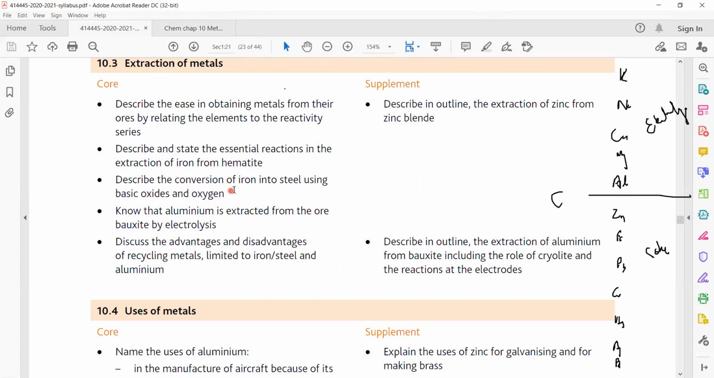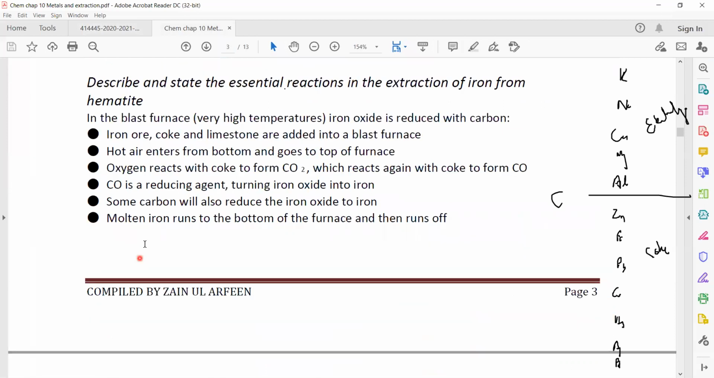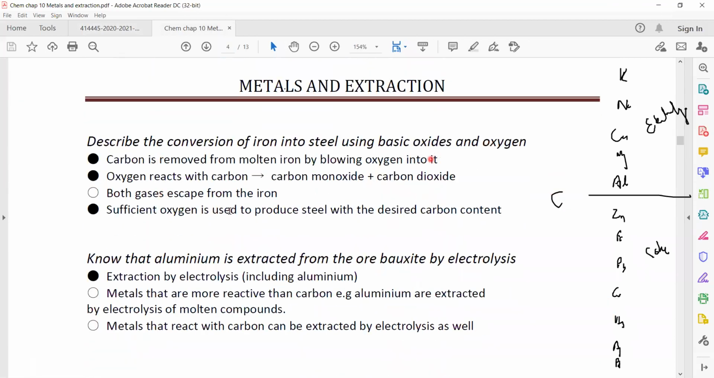Describe the conversion of iron into steel using a basic oxide. So that basic oxide is calcium oxide, and oxygen. How do we convert iron into steel? Carbon is removed from the molten iron by blowing oxygen, because carbon reacts with oxygen to give carbon dioxide or carbon monoxide, and both gases escape from the iron. Sufficient oxygen is used to produce steel of the desired carbon content.